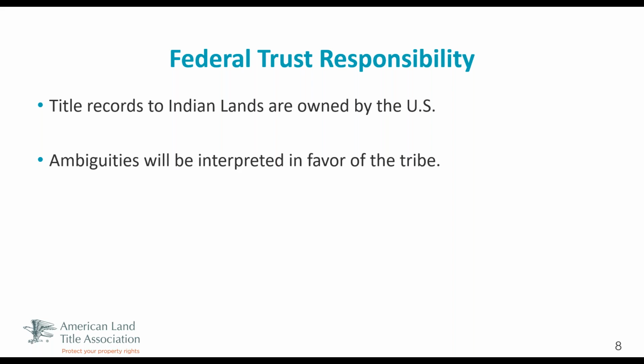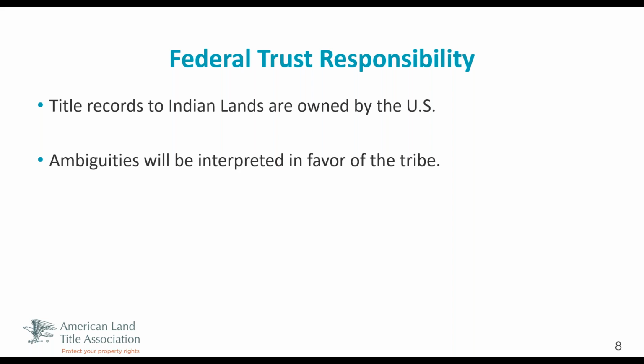The second principle to remember, which is certainly an outgrowth of this trust responsibility, is that ambiguities will be interpreted in favor of the tribe. There's actually a federal Indian law rule of construction, statutory construction, and that has slipped over into basically contracts, and this is particularly important for purposes of our discussion today of waivers of sovereign immunity.